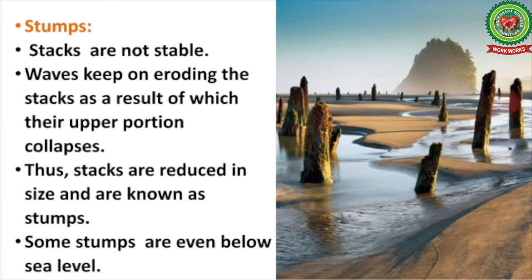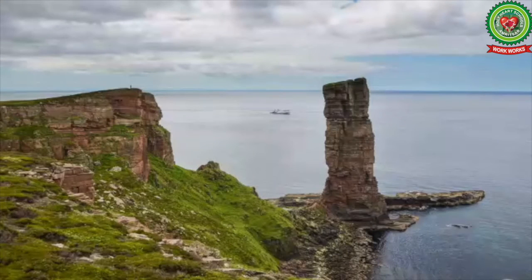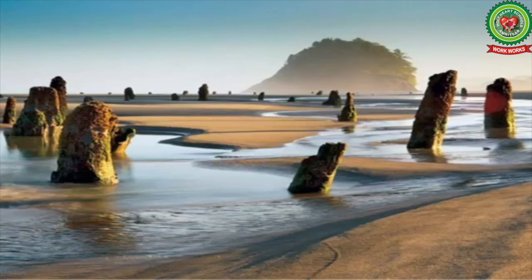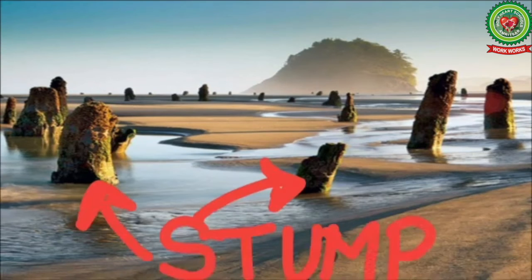Stumps. Stacks are not stable. Waves keep on eroding the stacks, as a result of which their upper portion collapses or falls down. Thus, stacks are reduced in size and are known as stumps. Some stumps are even below the sea level.